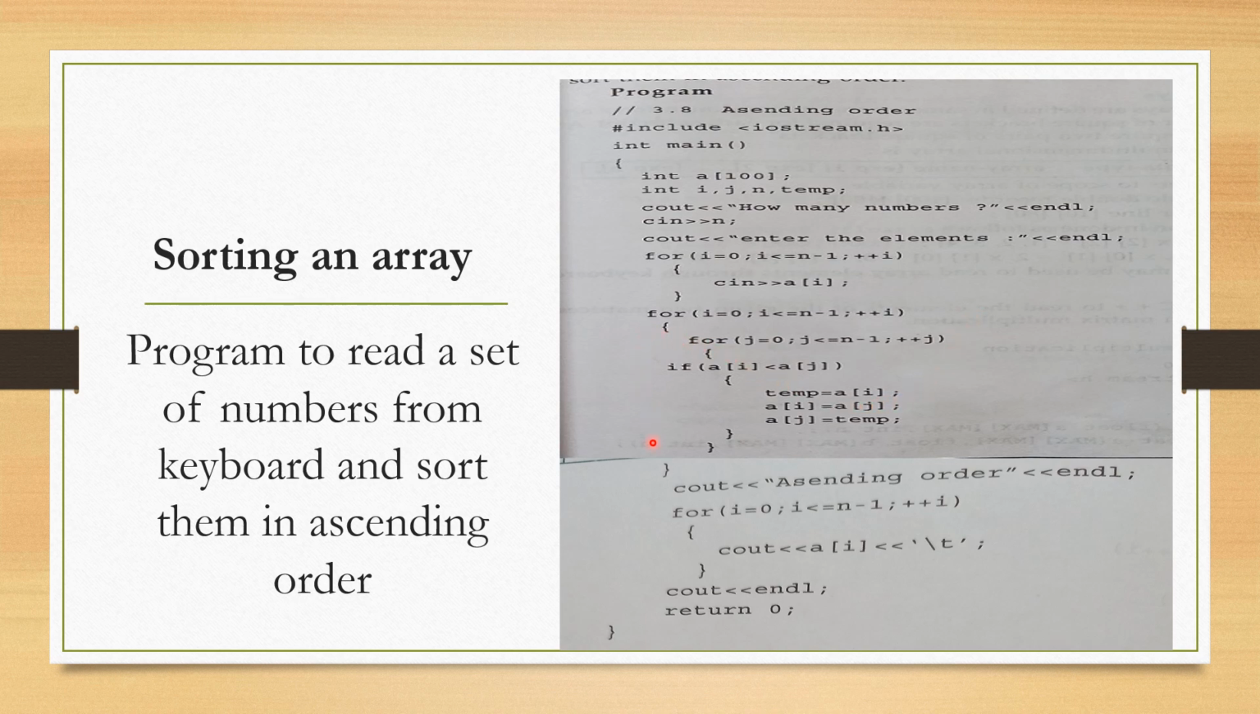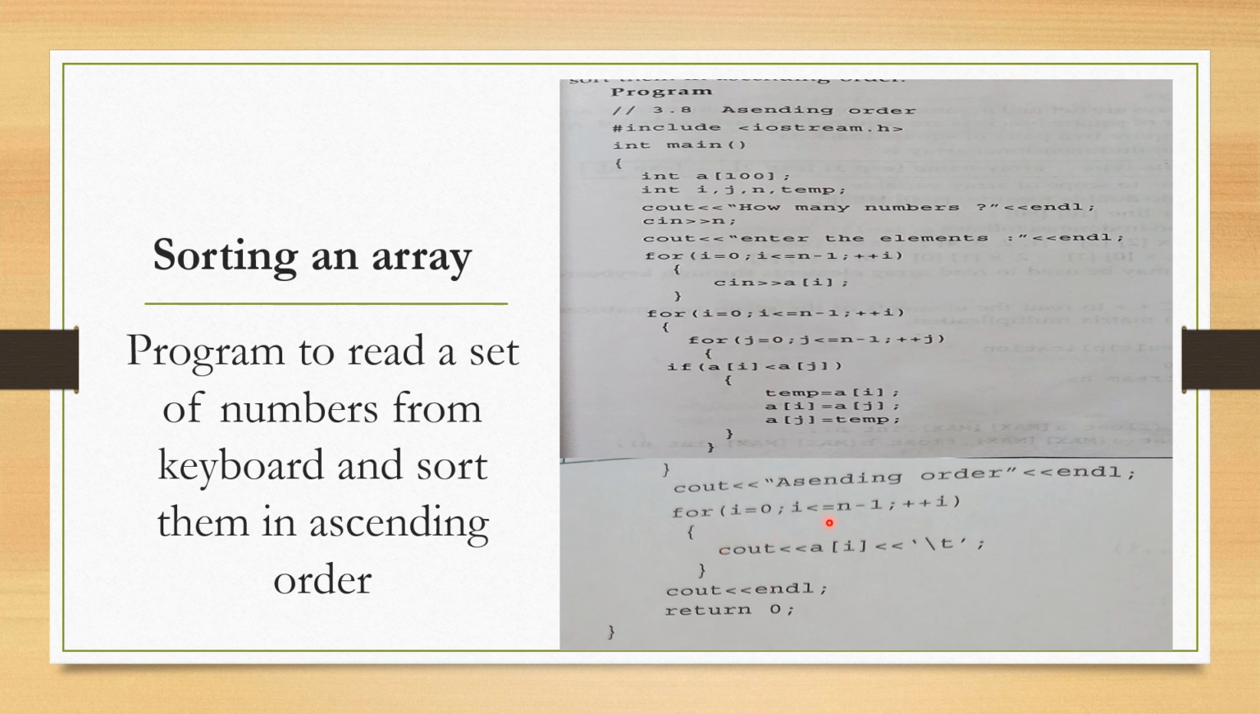Then this is your bubble sorting logic. For I equal to this, and for j equal to 0 to n minus 1 plus j. So when this loop is over, you will get the data in sorted fashion, and it will come out of the loop. Then you display ascending order, and then write the array one by one. The data in the array is already sorted by this logic, by this loop. Now it will simply display it.